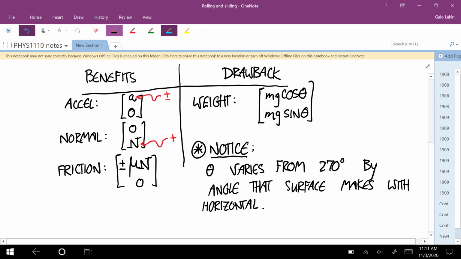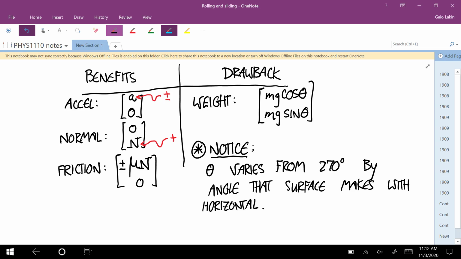Okay, so if the surface is horizontal, then it reduces just to the normal coordinate system. Your y-axis points straight up. The angle that the surface makes with the horizontal is 0, and that means that the weight force is exactly 270 degrees, and it's exactly the way that we're used to doing it.